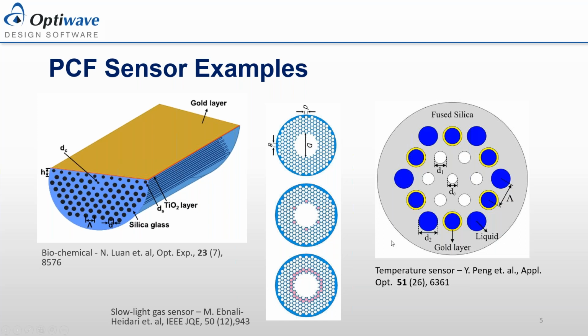The second design is a gas sensor, and this particular one has a very large air core, a hollow core, and the analyte can be infiltrated into a selection or any number of the air holes, providing different responses and behaviors. The third design is a standard hollow core photonic crystal fiber, but the outer ring is infiltrated with a temperature sensitive fluid, and then select air holes have a gold coating on them.